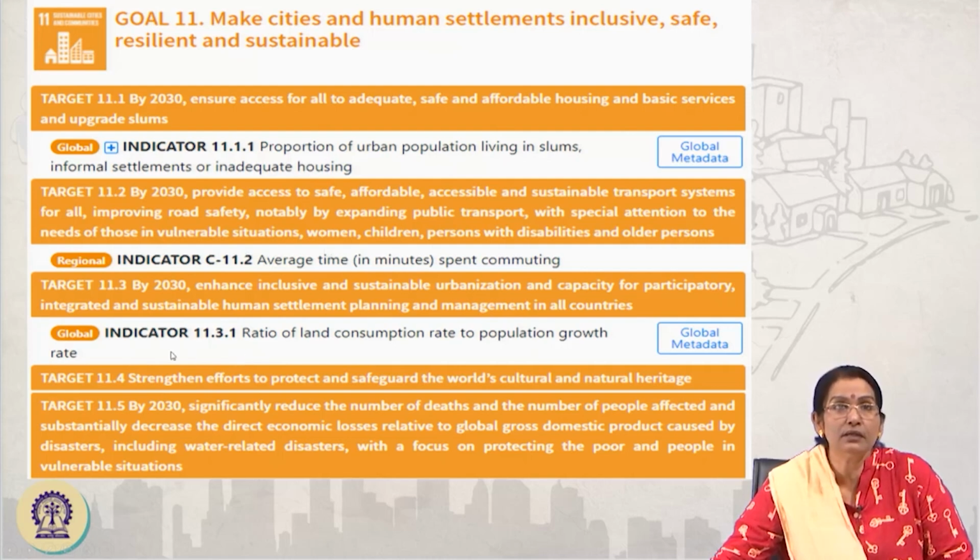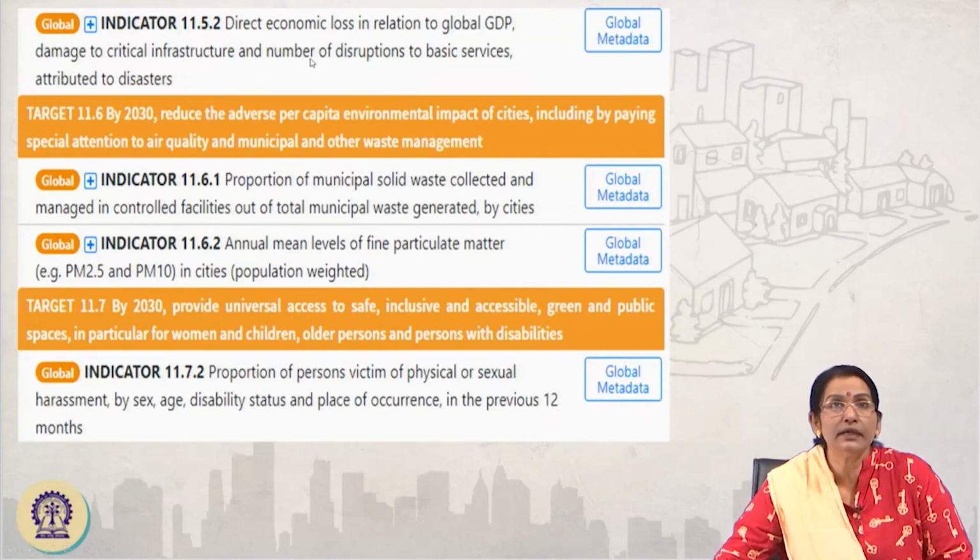Similarly, indicator 11.3 at the global level is the ratio of land consumption to the rate of population growth, the relation between the land available in the cities and the growth of the population. So that is the ratio. Then there are indicators on economic and critical infrastructure, promotion of municipal solid waste management, the annual mean level of fine particulate matter in cities weighted by population, GDP, the proportion of victims of accidents and sexual harassment, safety and health issues, and the disability status of people. These are the indicators available in the global metadata, so that we can take into consideration the global metadata as per the parameter indicators.